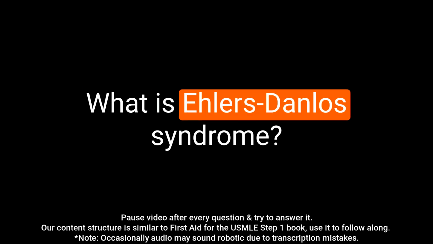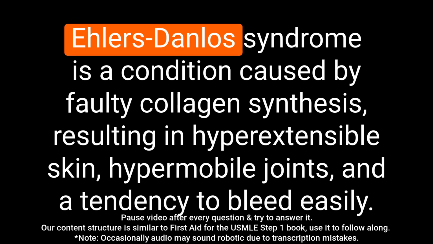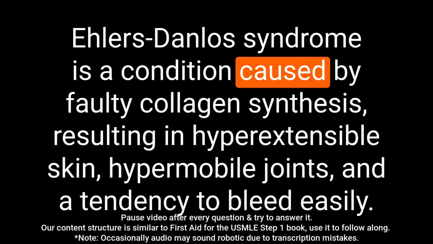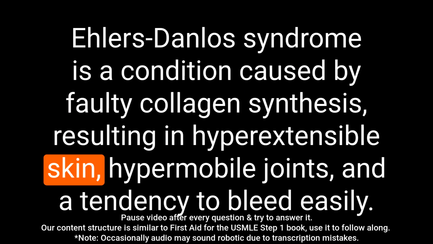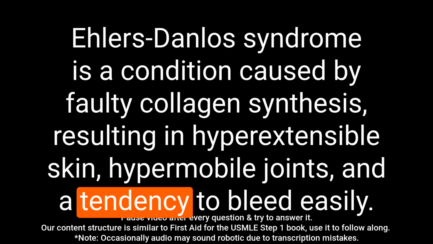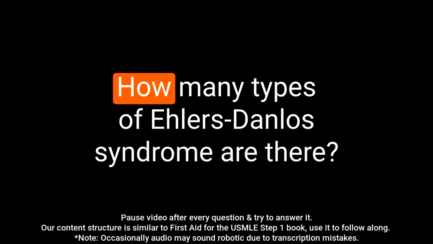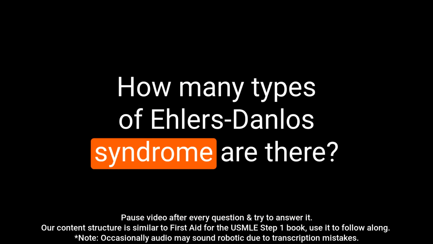Question: what is Ehlers-Danlos syndrome? Answer: Ehlers-Danlos syndrome is a condition caused by faulty collagen synthesis, resulting in hyperextensible skin, hypermobile joints, and a tendency to bleed easily. Question: how many types of Ehlers-Danlos syndrome are there?